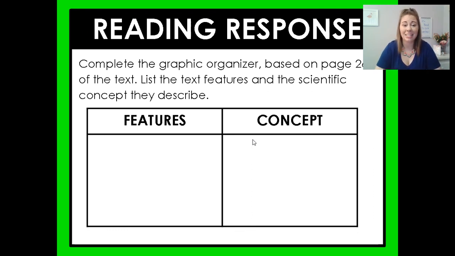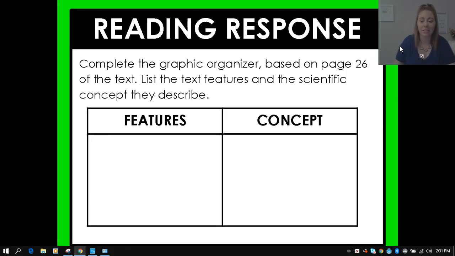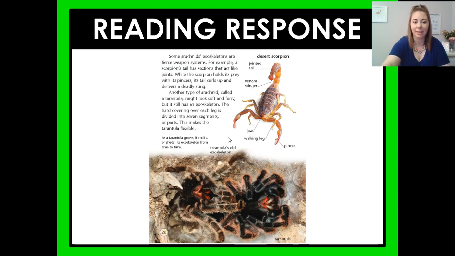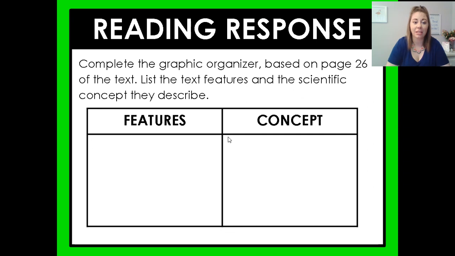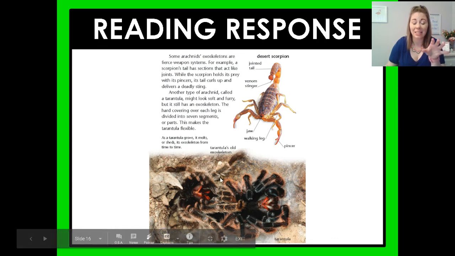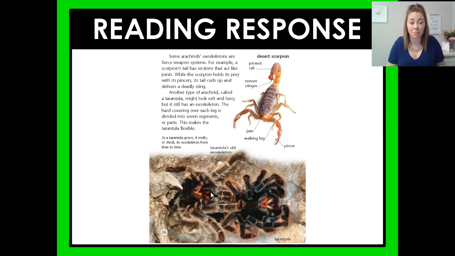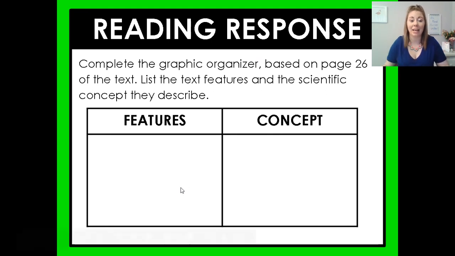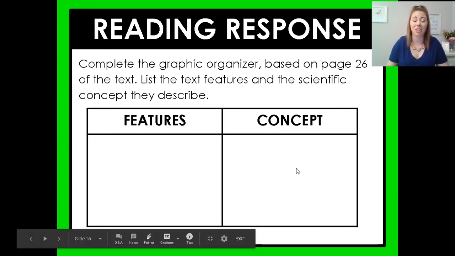So your reading response today is to do your own little graphic organizer. You're going to base it on page 26, which looks like this. I want you to list the text features and the scientific concept they describe. So we're talking about, again, the text features. I'm seeing pictures and diagrams on here. And then talk about, what are they actually describing? What is the reason for this? So you're going to need to read the text a little bit as well. So reading the text and then thinking about, what are these pictures and diagrams really showing us? What part of science? Our scientific concept before was how beetles open their wing cases. So don't make it too complicated, but do your best on that. You should at the very least get those features written down and then do your best on that concept.